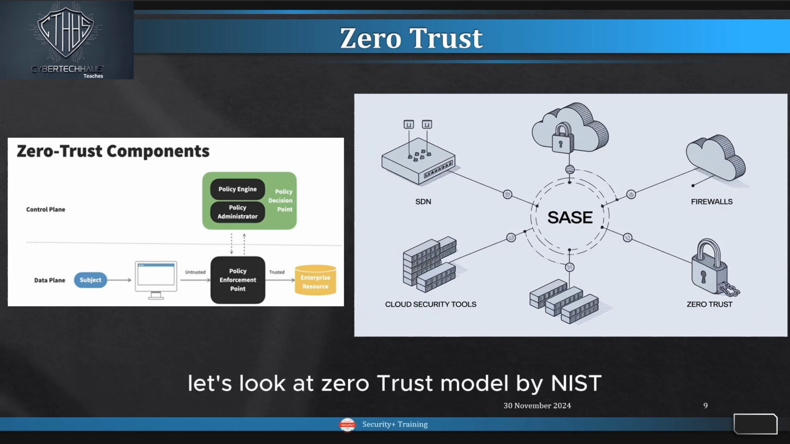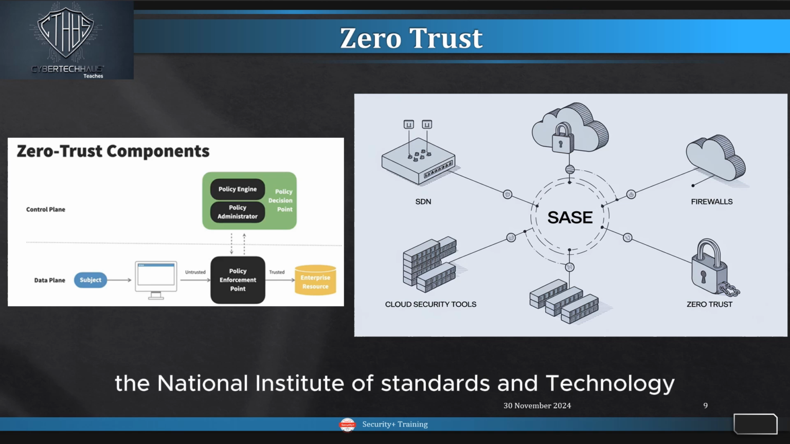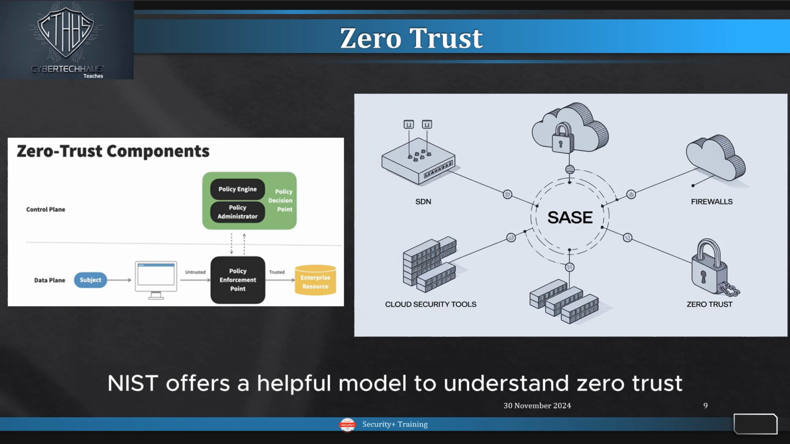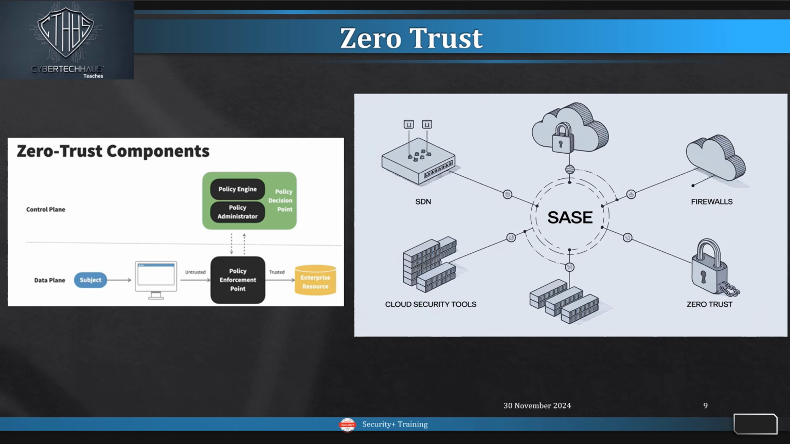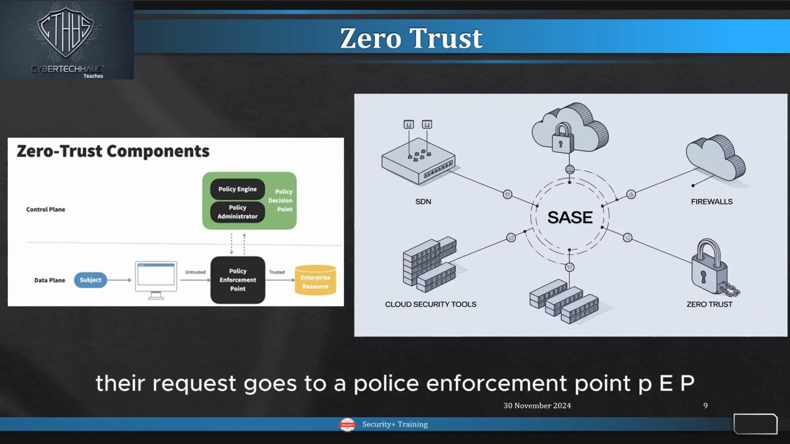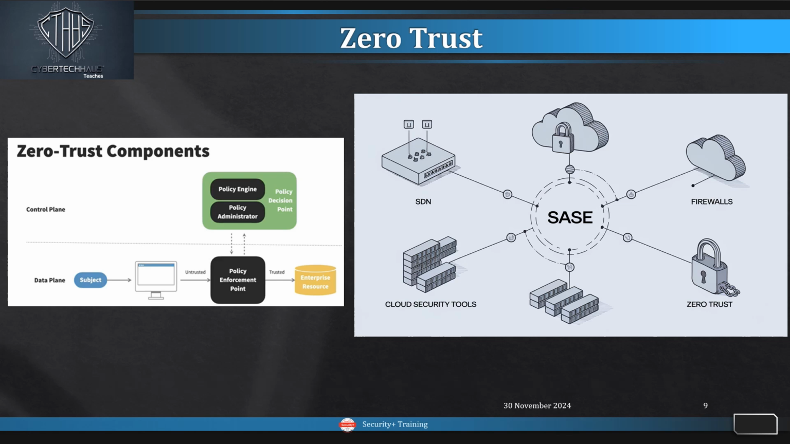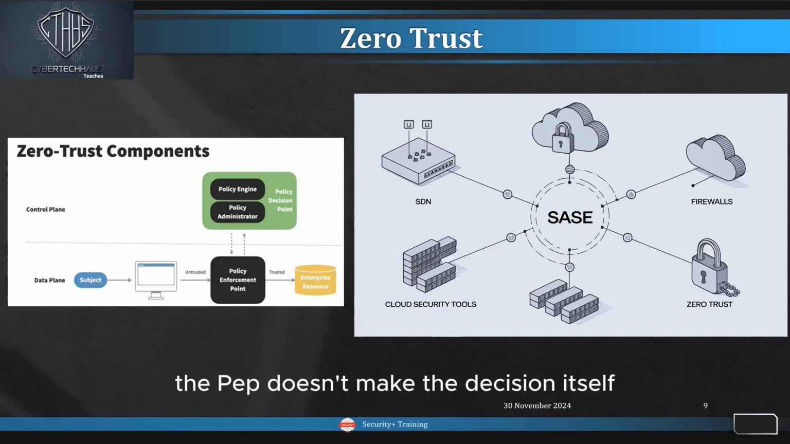Let's look at Zero Trust model by NIST, the National Institute of Standards and Technology. NIST offers a helpful model to understand Zero Trust. When a user called the subject tries to access a resource, their request goes to a policy enforcement point, PEP. The PEP doesn't make the decision itself, it only enforces the rules.